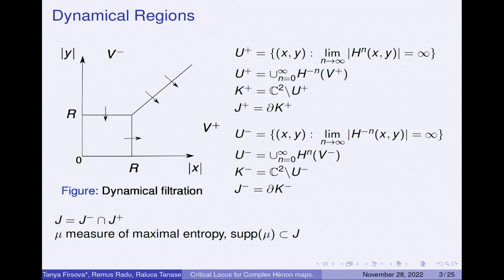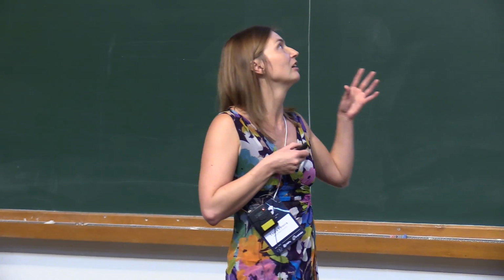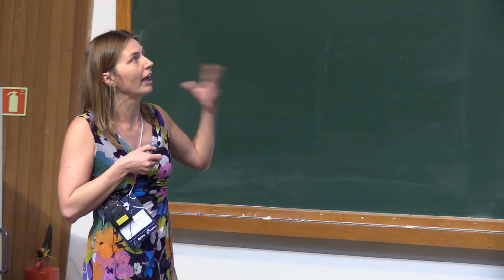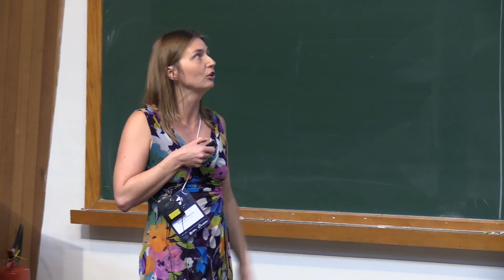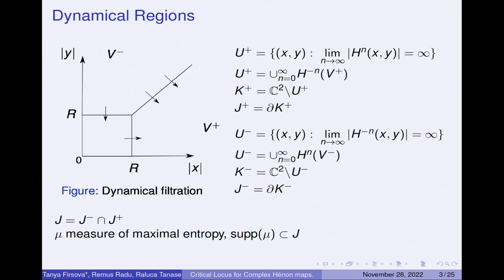And the same as in one-dimensional dynamics, we denote the points that have bounded orbit under the forward Henon map by K plus and its boundary by J plus. Our map is invertible, so we have the same objects for the inverse. So we have U minus, which is the escape locus for H inverse, and U minus is the union of forward images of V minus, and we define K minus and J minus, and J is the intersection of J plus and J minus. And the same as for one-dimensional dynamics, there is a measure of maximal entropy, and the support of this measure is in J.